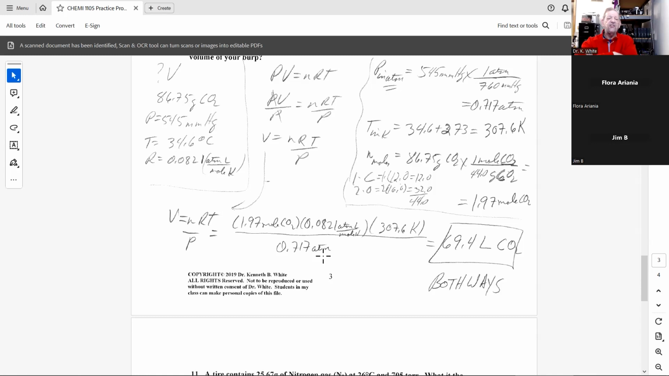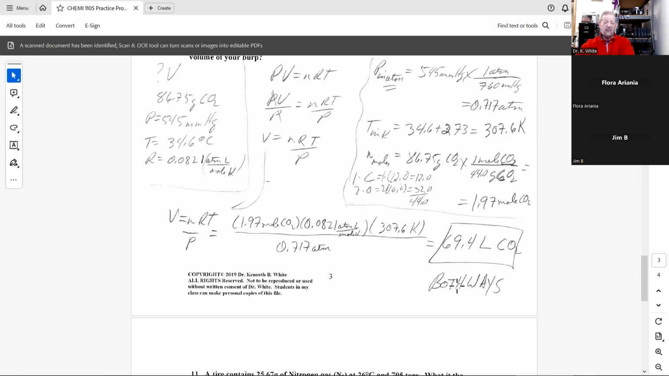Common mistake: students put in the pressure in millimeters of mercury or torr, and it's wrong. Or they don't convert temperature into Kelvin, or they use grams instead of moles. So make sure you have the right units for these, and you can find that in the important information. Three significant, three, four, three. My answer is three significant figures, and either you round off at the end or at each step, it's the same number.